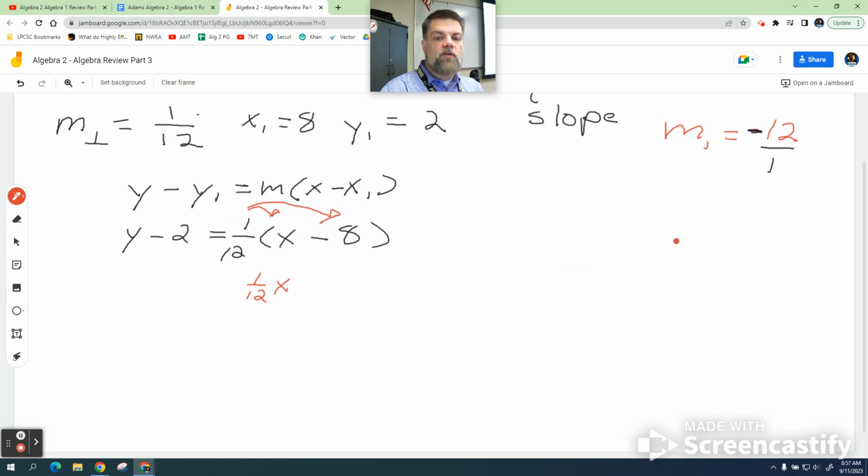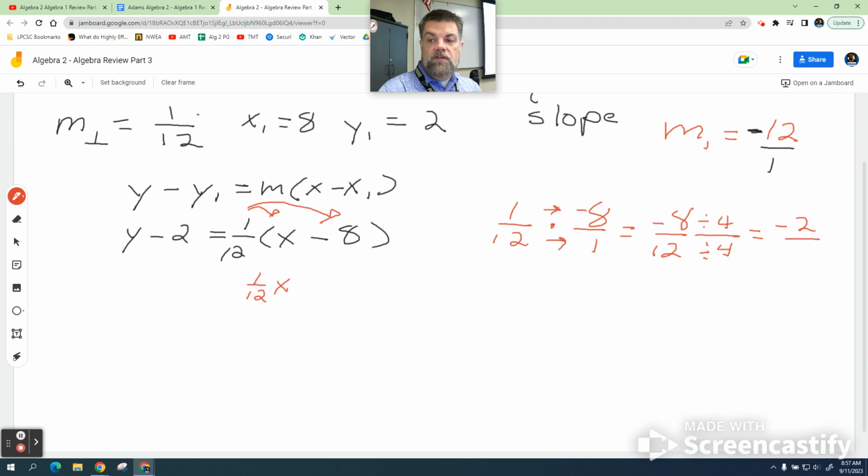What is 1 over 12 times negative 8? Well, let's write it over here to the side. Negative 8 over 1. We multiply straight across. We get negative 8 over 12. Can that be reduced? Yeah. What goes into 8 and 12? 4. So we're going to divide the top by 4, and whatever we do on the top, we're going to do on the bottom. So this becomes negative 2 over 3. So this is negative 2/3. All right, cool. Over here, we still have y minus 2 equals this stuff.